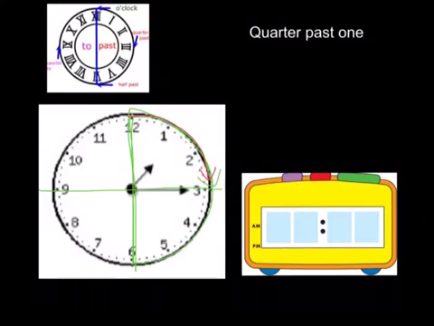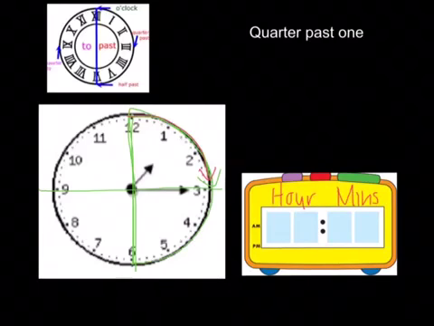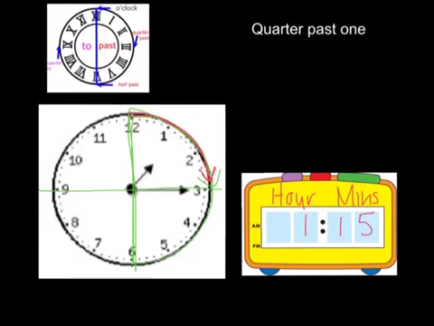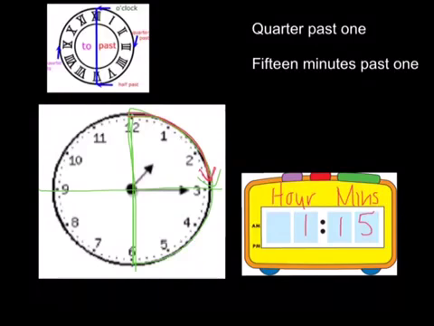So we need to know that to be able to read a digital clock. Because remember that on a digital clock, we write the hour here and we write the minutes on this side here. So what hour has it just gone past? 1. How many minutes past 1 is it? Remember, it's gone a quarter and we know that a quarter is 15 minutes. So it's gone 15 minutes past the 1. This can also be said as 15 minutes past 1.